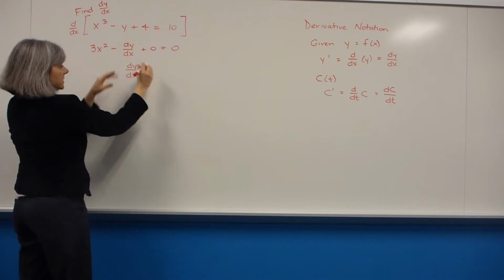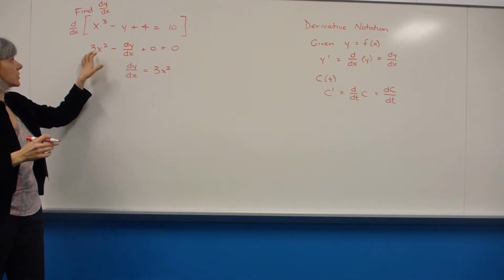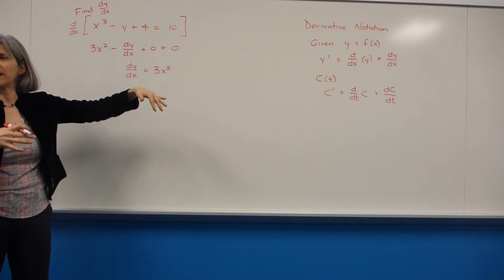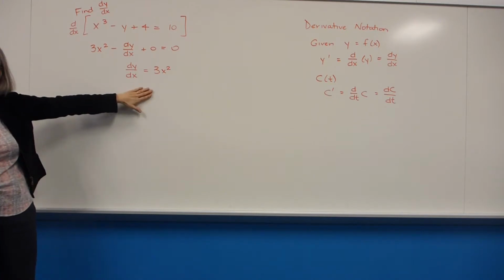It'd be positive. If I were to subtract 3x squared from both sides and divide by a negative, or put dy dx on the other side, however you want to get to that. So this is our answer.